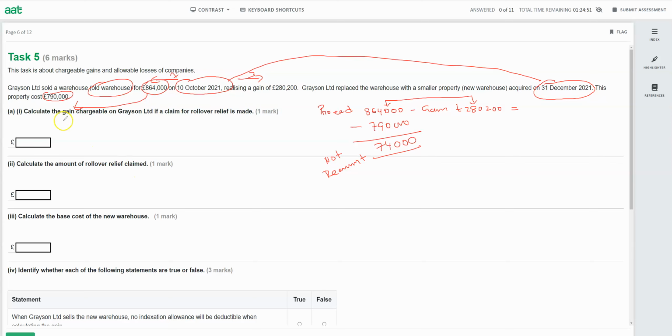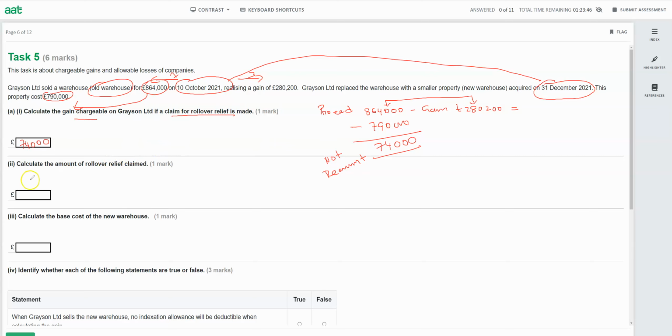What is the requirement? Calculate the gain chargeable on Garrison Limited if a claim for the rollover relief is made. Even after claiming the rollover relief, how much will be the chargeable gain? And of course, as we said, it will be 74,000 that is not reinvested. So this 74,000 will be the gain chargeable. Why? Because I didn't reinvest it and it will not be rolled over.